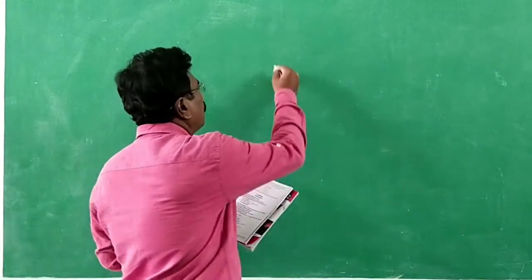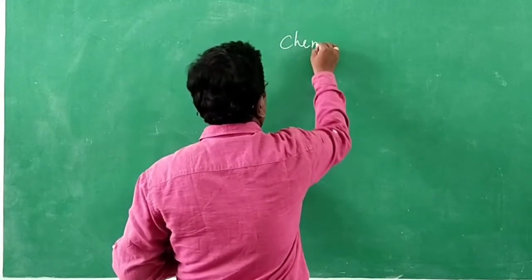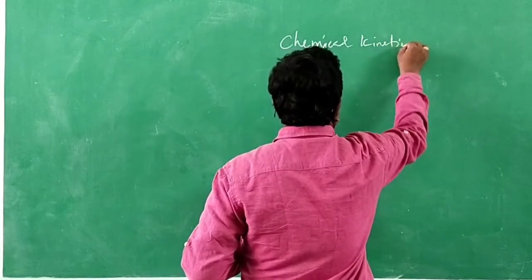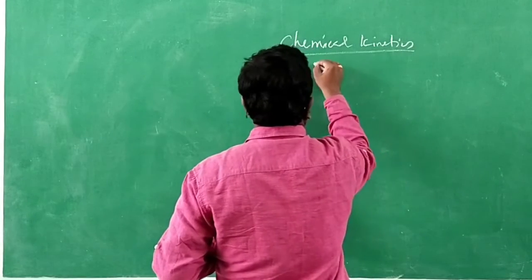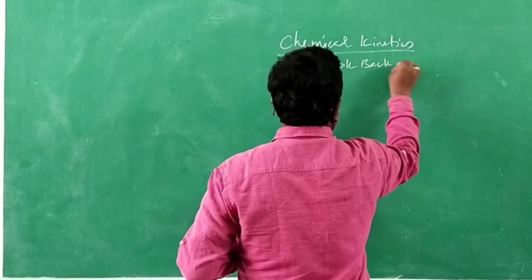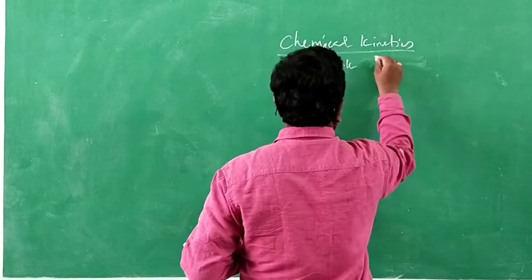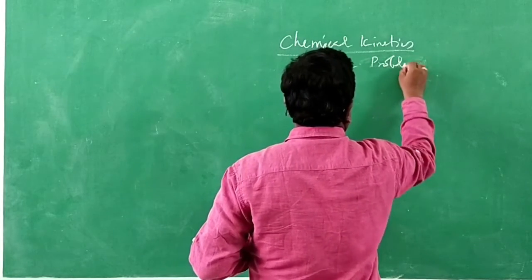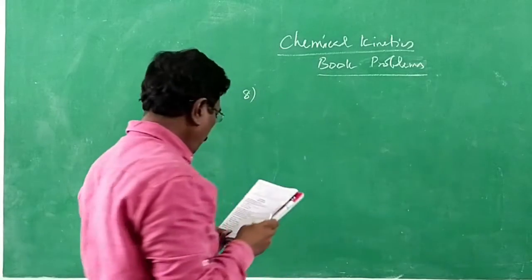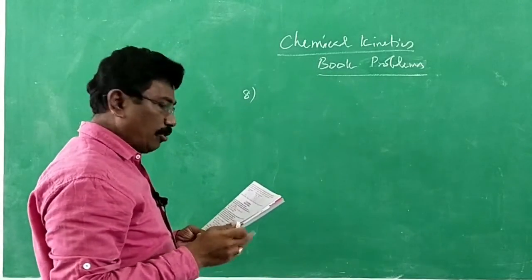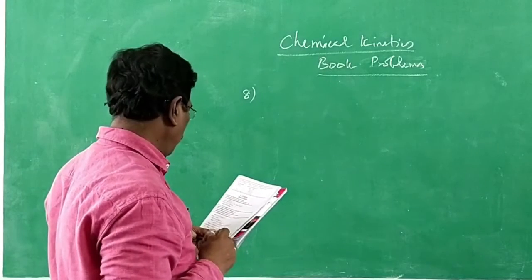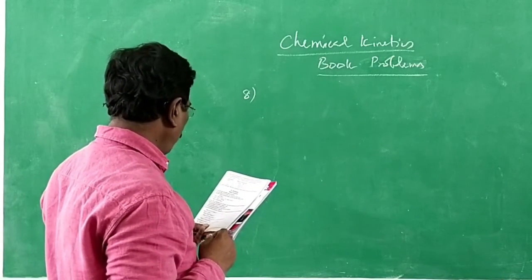8th question in the book back, chemical kinetics. In chemical kinetics, only book back sums we are going to see. Book back problems, or book problems, let me say. All right, the 8th question forms a problem. Write the rate law for the following. You may have books with you. Take books, open and find out. Rate law for the following reactions.